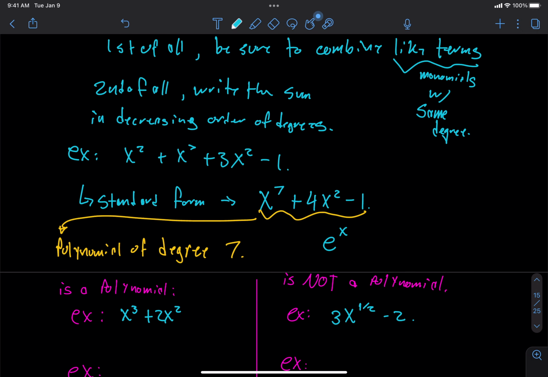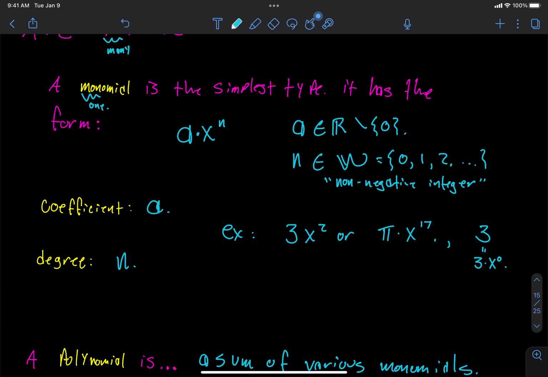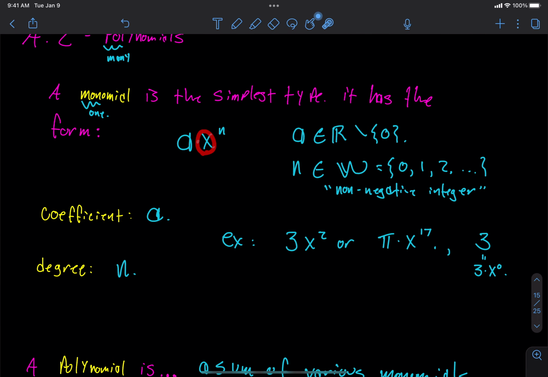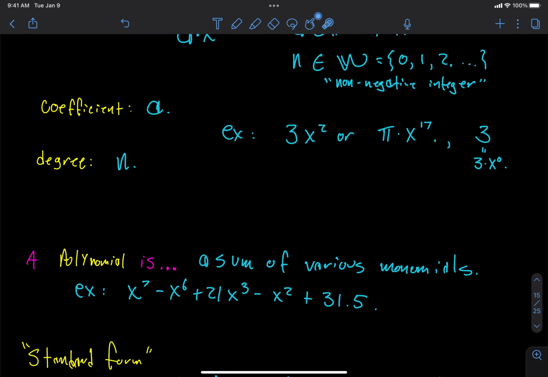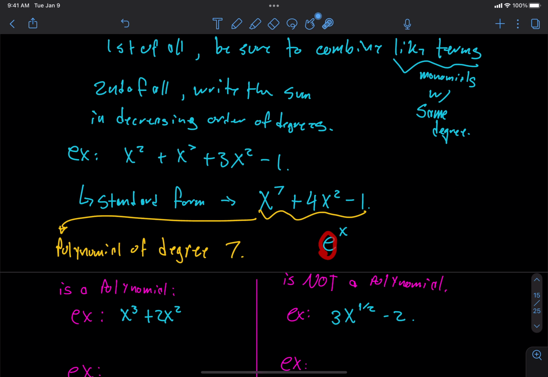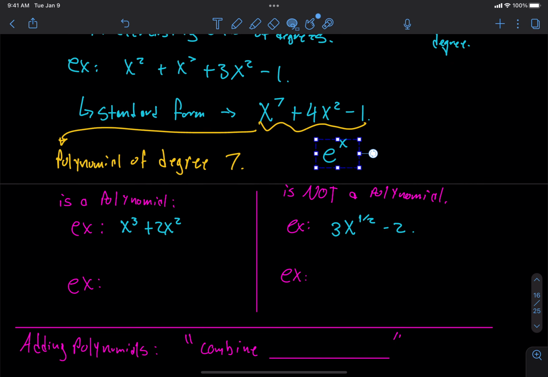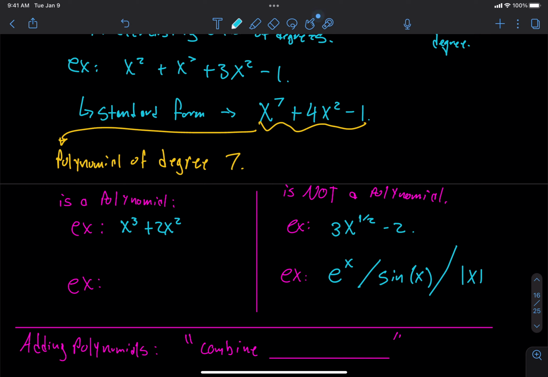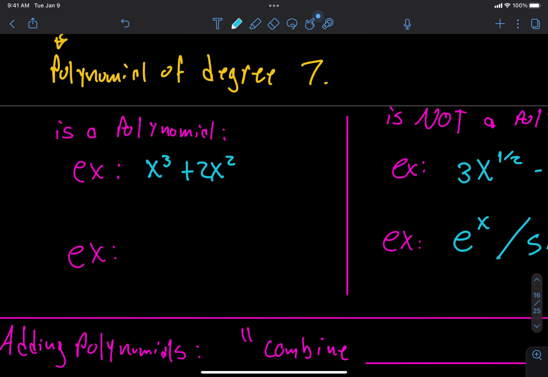What do we need for this to be a monomial? We need x to be raised to a number power. In this case, we've got a number being raised to the x power. Okay, so it's a little bit different. In this case, it's actually not a polynomial. This falls into a class of functions which we call exponential functions. So e to the x, or sine x, or, I don't know, like a million other functions. Absolute value of x, something like that.